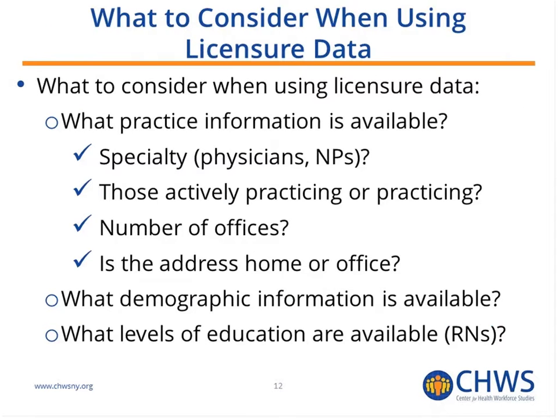Other things to consider when you're talking about licensure data is practice information available. In New York, we do not know the specialty of the physician. We do know the specialty of the NPs. Are they actively practicing or not practicing? In this case, we don't know in our data set whether they're practicing or not. Again, as I talked about in the previous slide, the number of offices, and one of the things we find in many licensure databases and our own is it a home address or an office address?